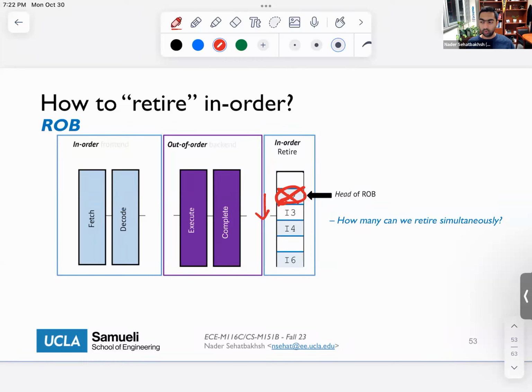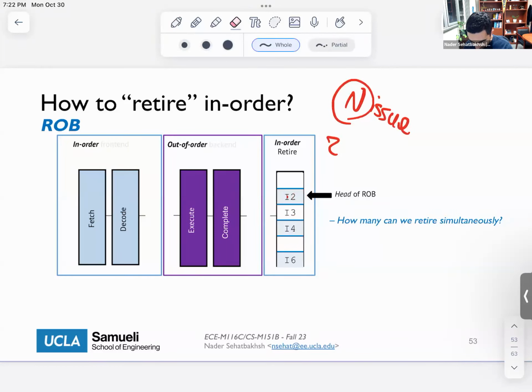Of course, there will be a question of how many instructions can be retired. That's the design of the processor. If you have an n-issue processor, then you can retire up to n of those at the same time. So for example, if this is a 2-issue, I can retire I2 and I3 in one cycle. Then I'll retire I4 and whatever is left in another cycle.